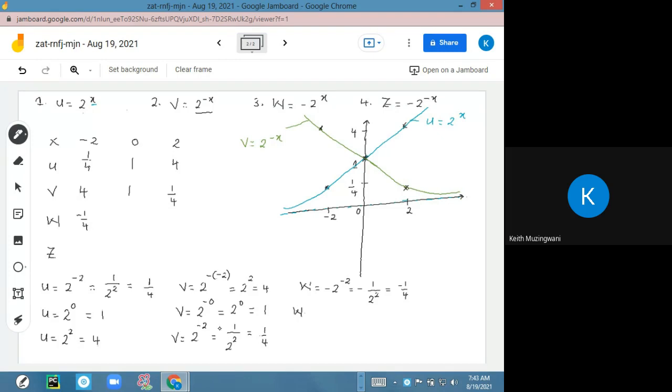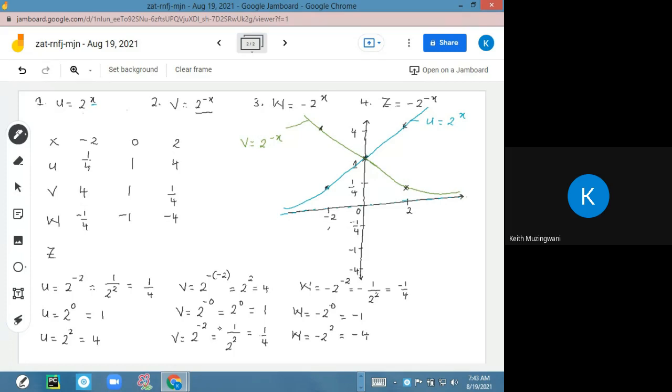What is w when x is equal to 0? We get 2 to the power 0 is 1, so we'll have negative 1. And what is w when x is equal to 2? So 2 to the power 2 is 4, so we'll have negative 4. So we have negative 2, comma negative 1 over 4, 0, comma negative 1, and 2, comma negative 4.